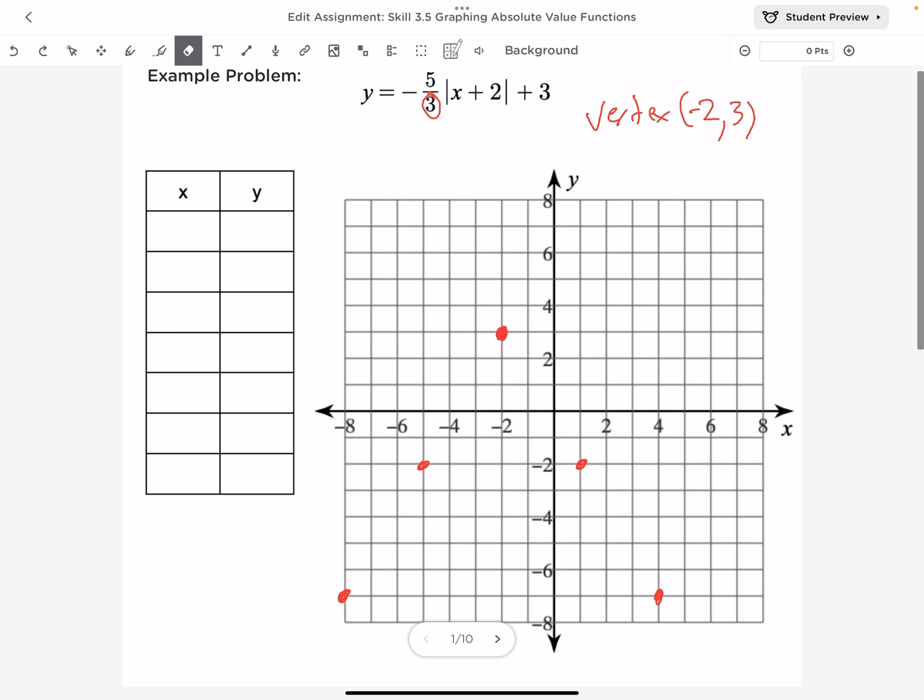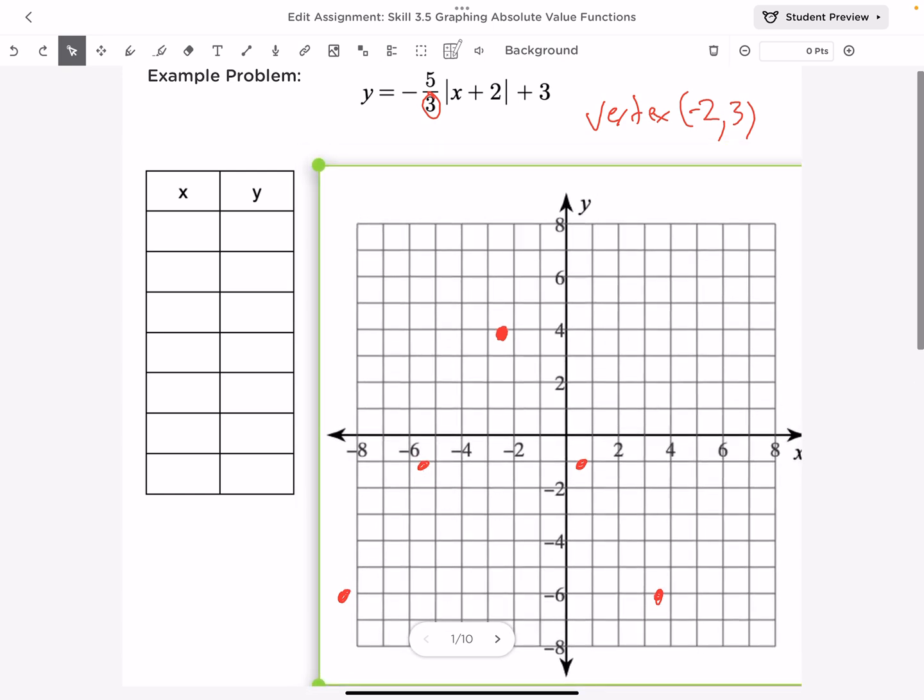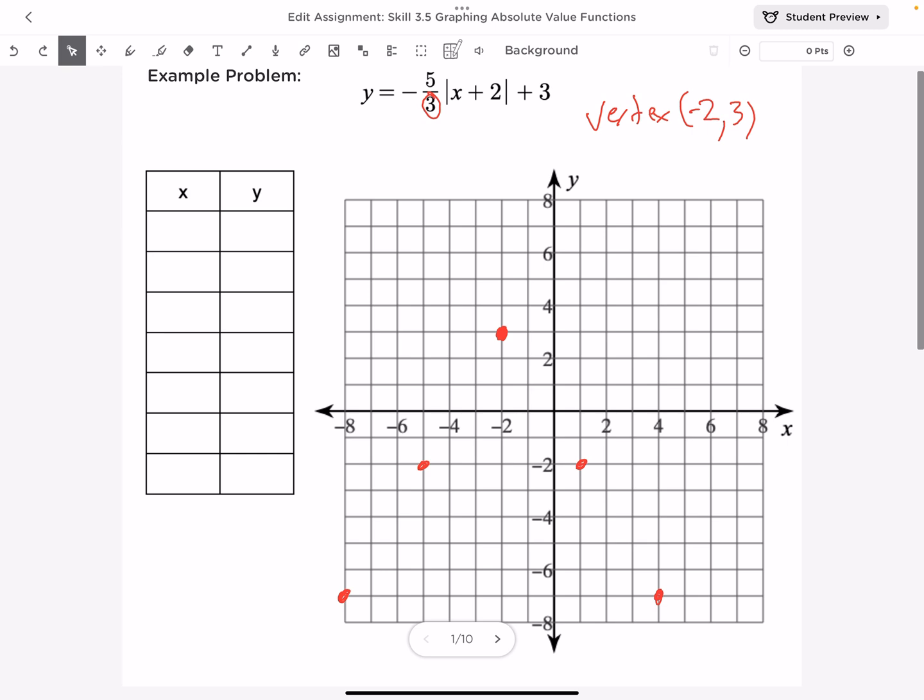Since I'm drawing with an Apple Pencil, I'm just going to draw the line, but don't forget you could also use the line function to line it up. Oops, that's not what I meant to do. Let's do it like this. Then we draw, and make sure you add arrows because it's going to keep going. I actually find it helpful to do the graph first, and then start with the table.